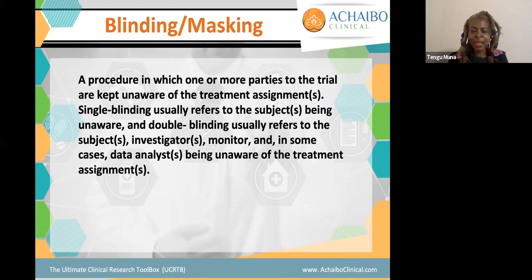Now, in blinding and masking, there are two things that we want to look at here. We have single masking, which usually means that the subject is unaware. So everybody else knows what this patient is going to be taking in the clinical trial, but they do not know. And then we have double masking, where nobody knows what is being administered to this patient, right?